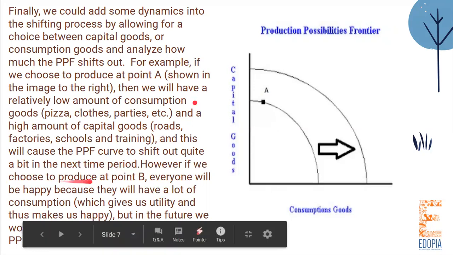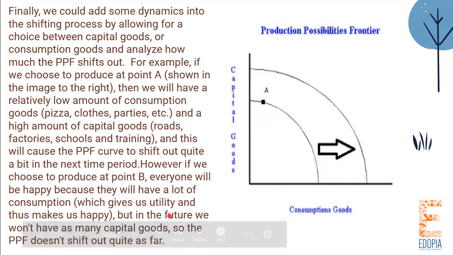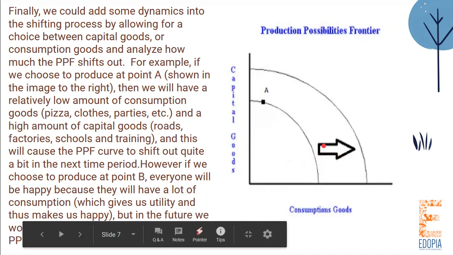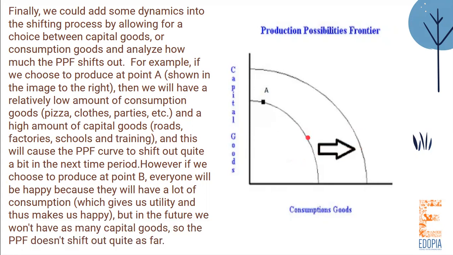However, if we choose to produce at point B, everyone will be happy because they will have a lot of consumption, which gives us utility and thus makes us happy. But in the future, we won't have as many capital goods, so the PPC doesn't shift out quite as far. So it depends on what production you are focusing on, and which good you are focusing on.